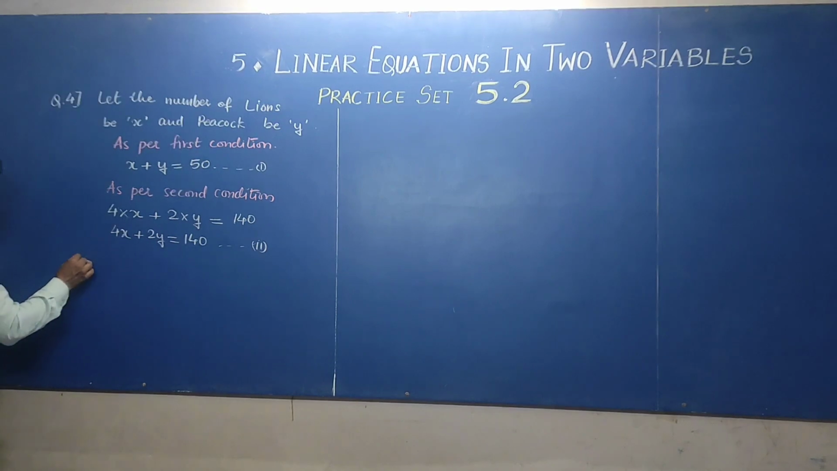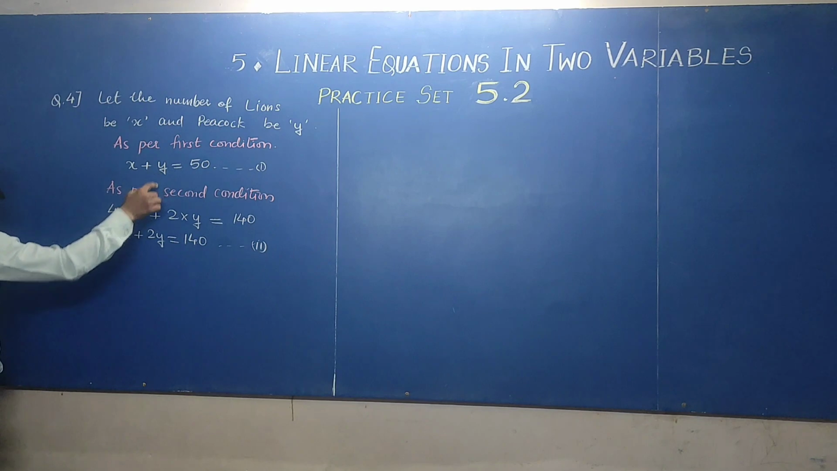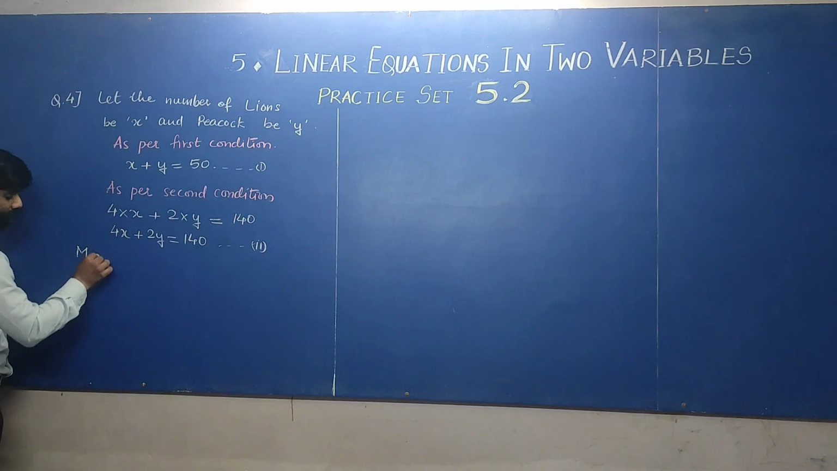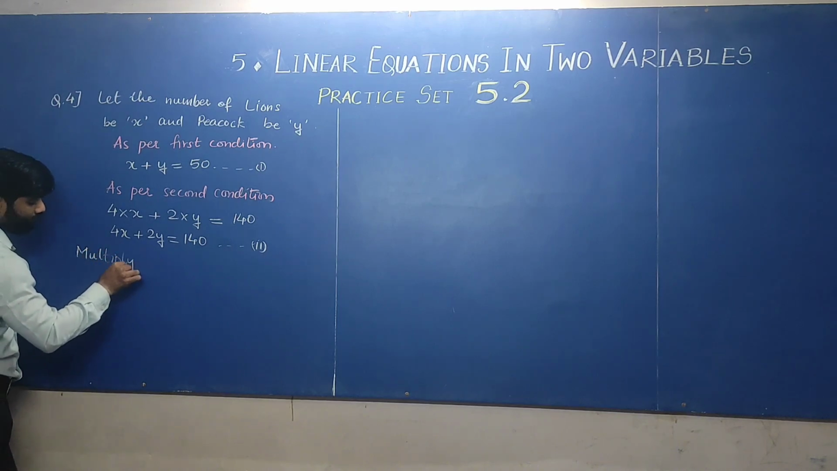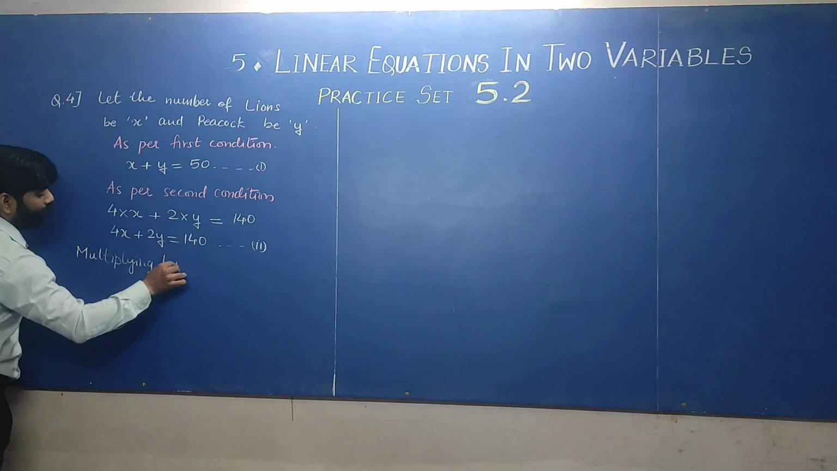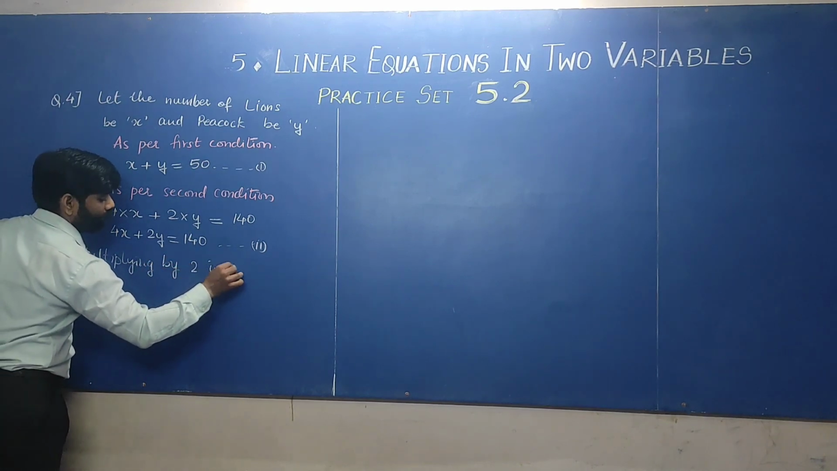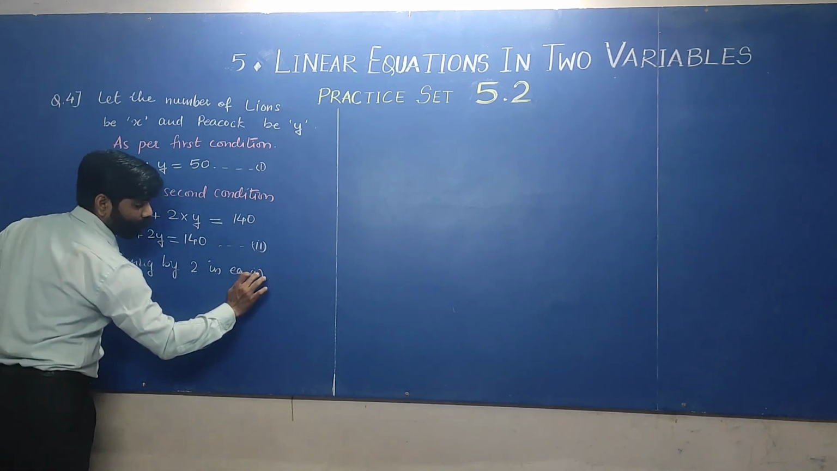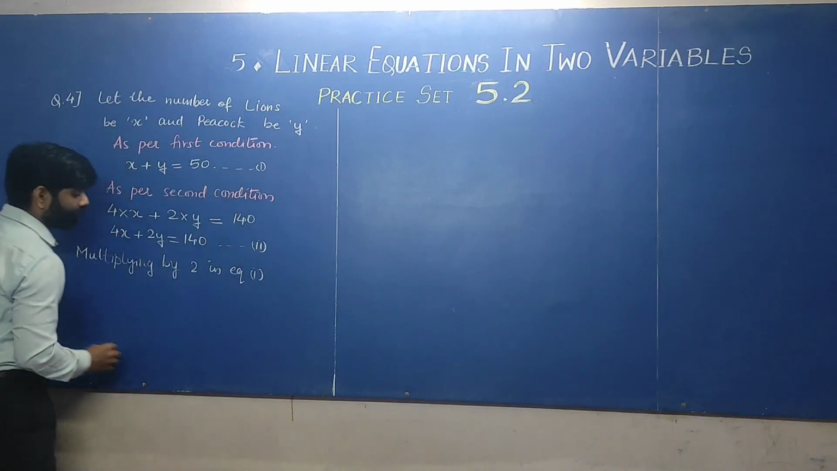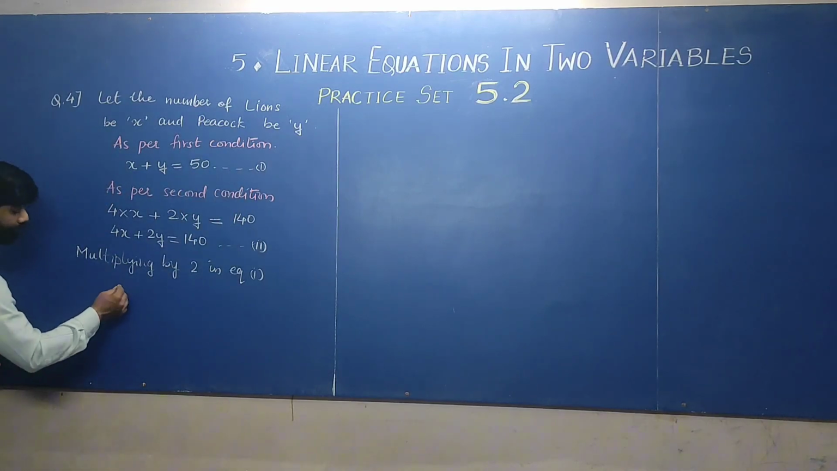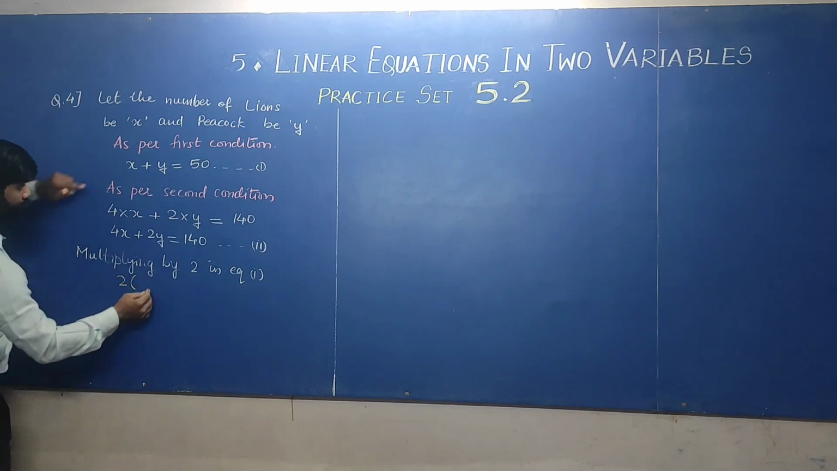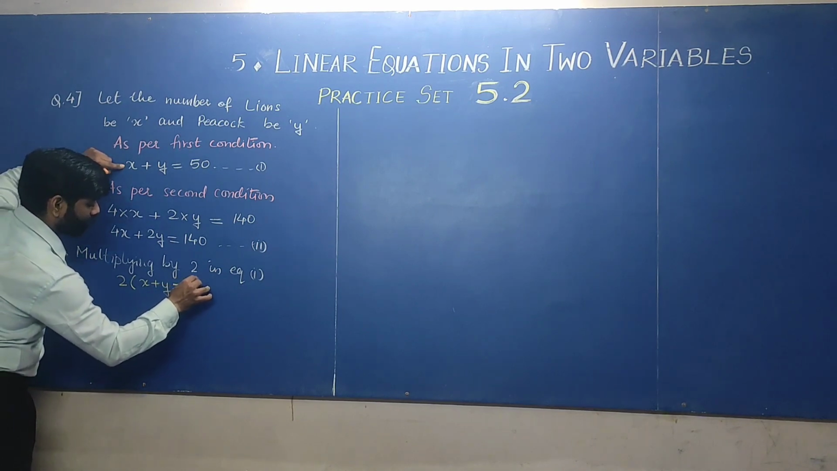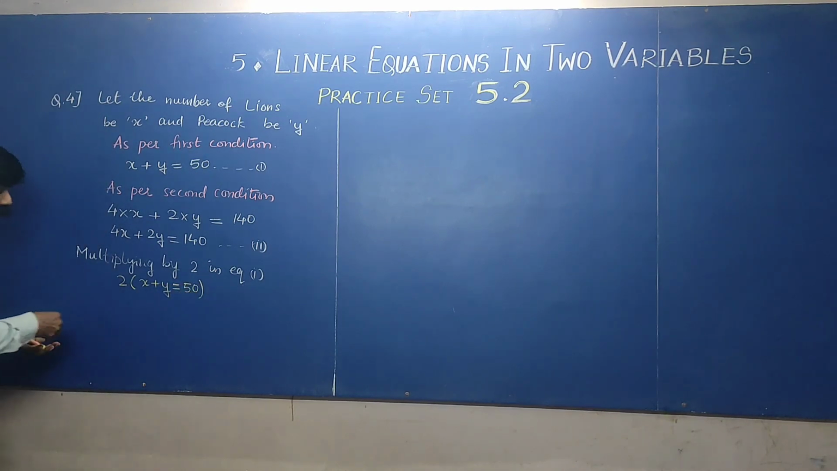So I am multiplying so that I can make these two terms same. You can do either. So I am multiplying by 2 in equation number second, so that I can make y. Not in second, we are going to multiply in equation number 1. Sorry, students. So we will get 2 multiplied by x plus y is equals to 50. So I am going to multiply 2 in this.